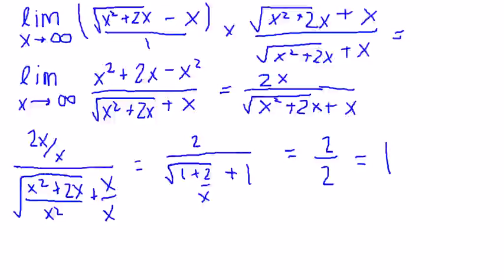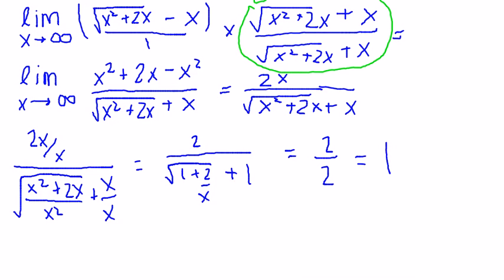We're doing a limits problem, number 8. The question is the limit as x goes to infinity of the square root of x squared plus 2x, minus x. The first thing you need to do is multiply by a conjugate. So you multiply by the square root of x squared plus 2x plus x, all over the square root of x squared plus 2x plus x. And that is your conjugate right there.